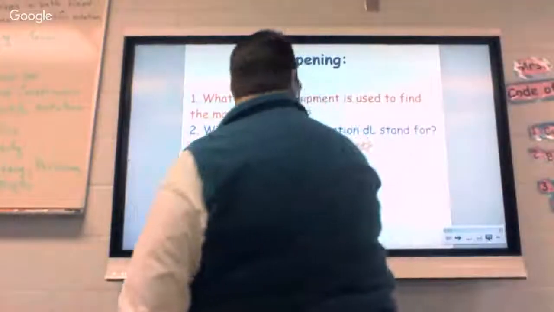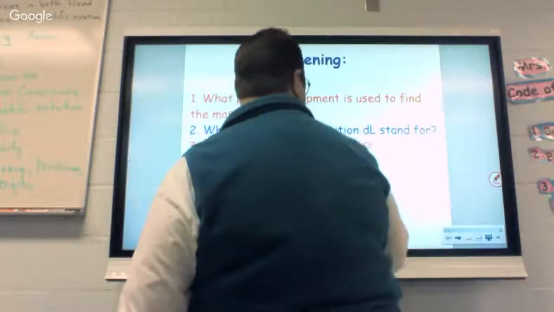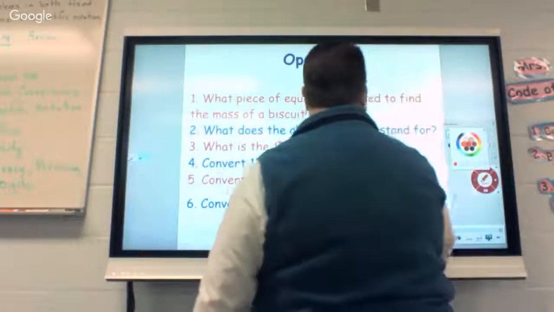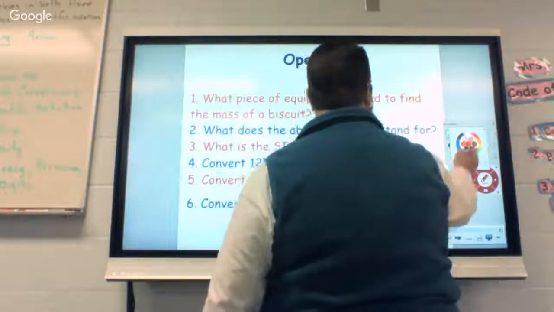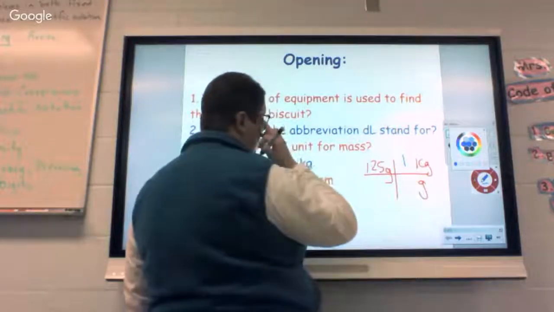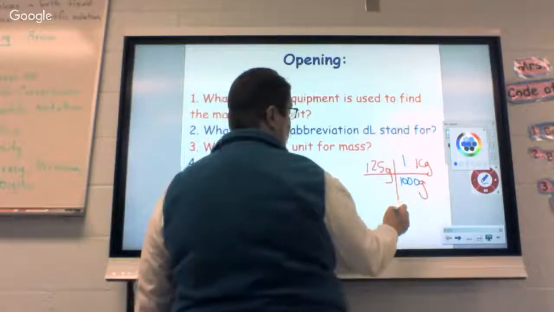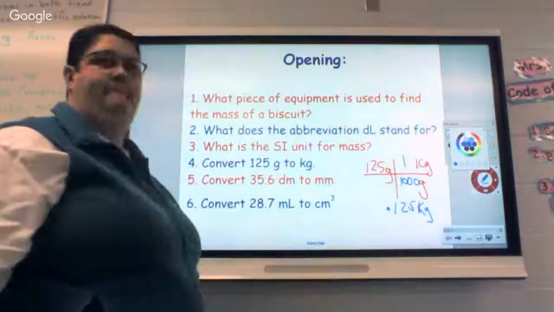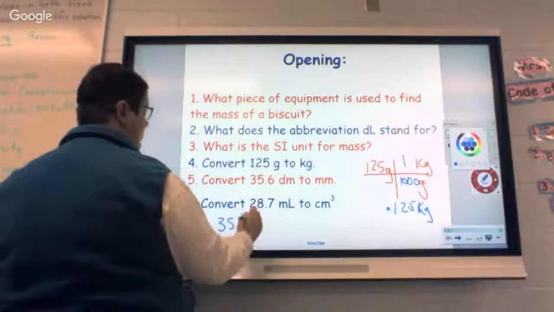So you have 125 grams, kilograms. Which one's bigger? How many spaces between kilo and gram? So 3 zeros. So when I divide, I get 0.125 kilograms. Questions about that?